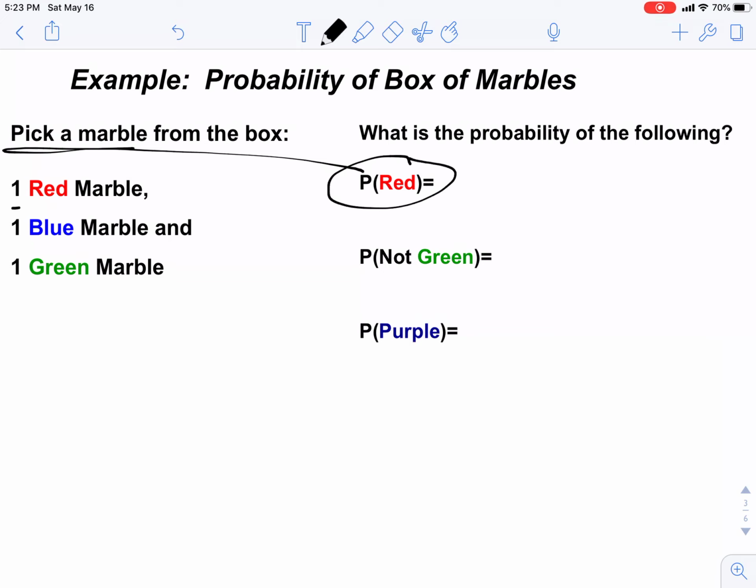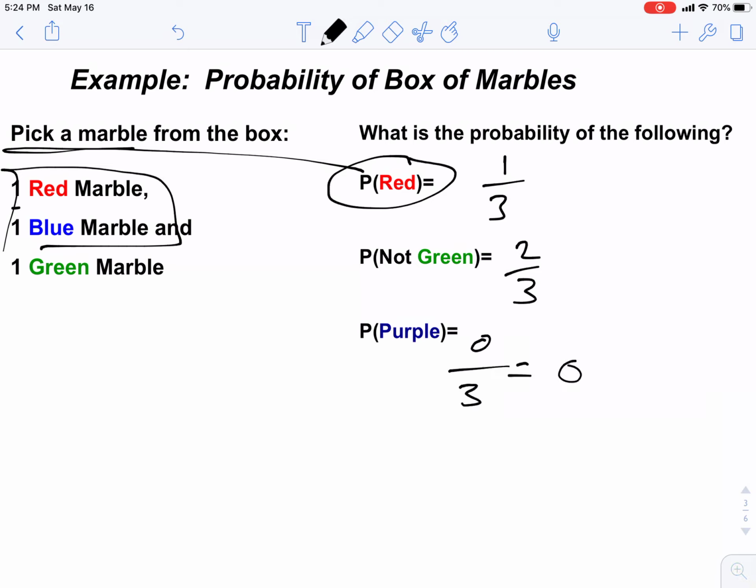Okay, well, there's 1 red one out of a total of 3. Second one says probability that it's not green. Well, there are 2 options where they're not green. It's blue and red. So there's 2/3 not green. What is the probability it's purple? You may say, wait, that's a misprint. No, it's not. How many of those marbles are purple? 0. How many marbles are there? 3. You have a 0% chance of selecting a purple marble.